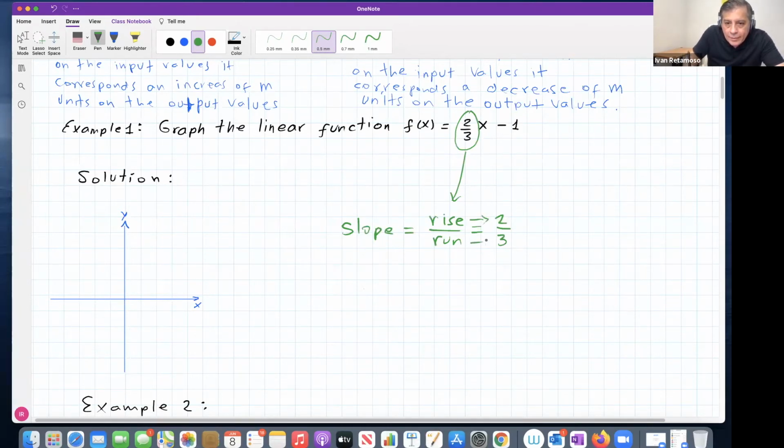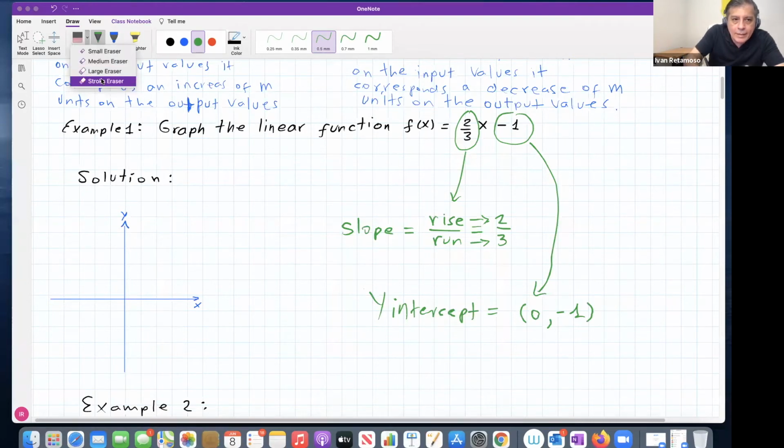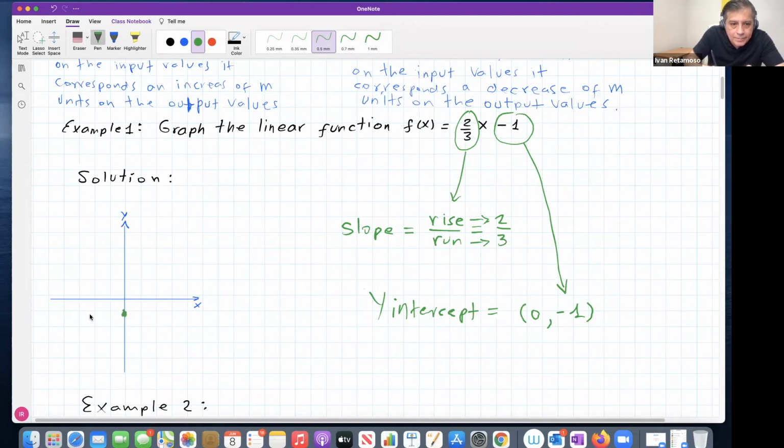Right? So you start by setting the y-intercept here as 0, -1, right? 0, -1. The -1 came from here, right? Just this guy. And then from there, 0, -1, which is, let's say here.